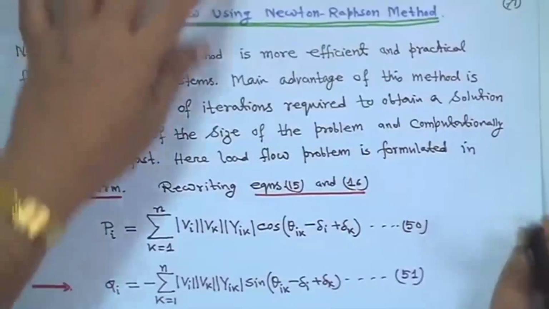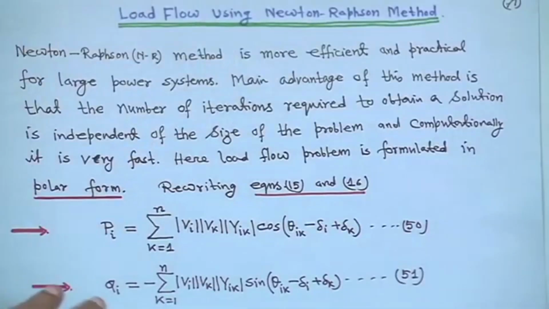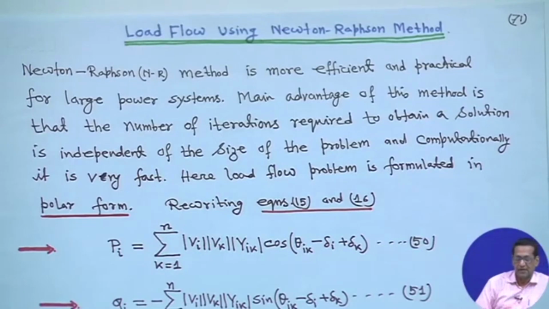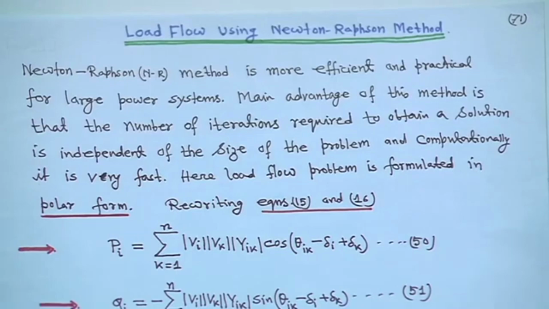Next, load flow using the Newton-Raphson method. Whatever little bit of mathematics we saw, that is for this. Now, load flow using the Newton-Raphson method, right. In this case it is more efficient and practical for large power systems, right. The main advantage of this method is that the number of iterations required to obtain a solution is independent of the size of the problem, and computationally it is very fast here.